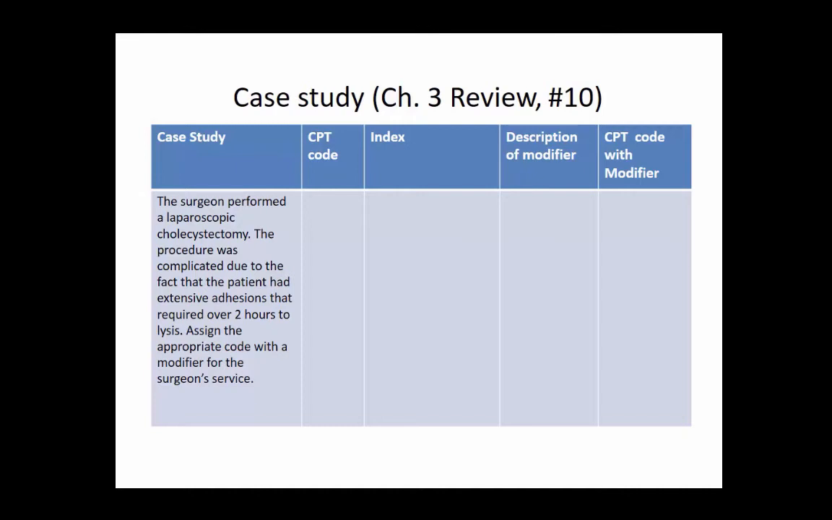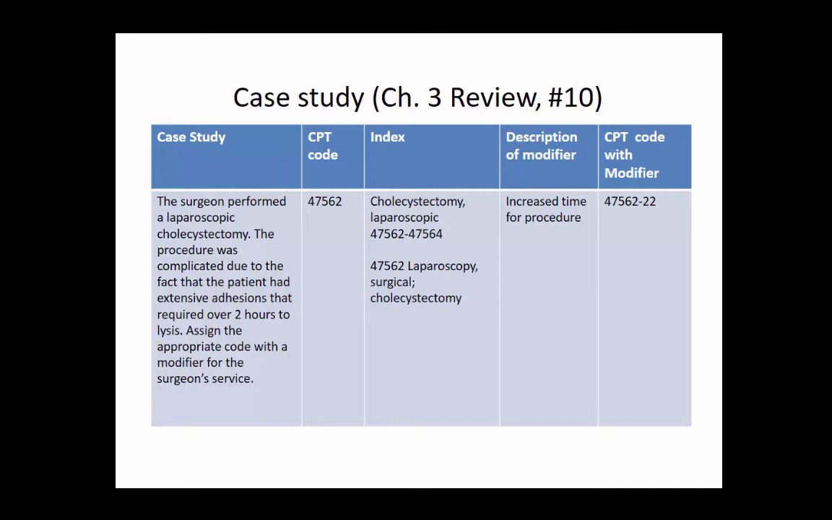So he has to have a way to explain why it took longer. First, we'll look under cholecystectomy, laparoscopic, and that tells us in the range of 47562 through 47564. And when we go back and look at those codes in the code book, 47562 does describe laparoscopy, surgical cholecystectomy. And the modifier is 22 for increased time for procedure. So the surgeon can get paid for these extra 2 hours that he spent lysing adhesions.